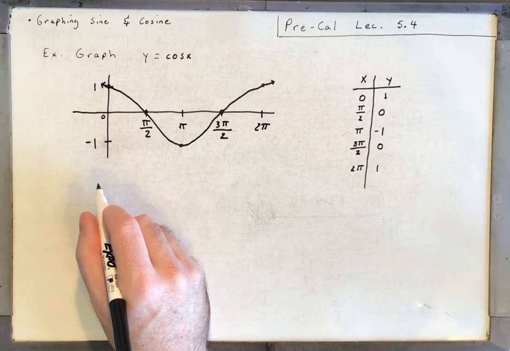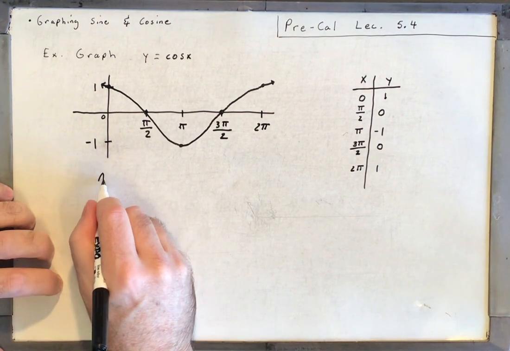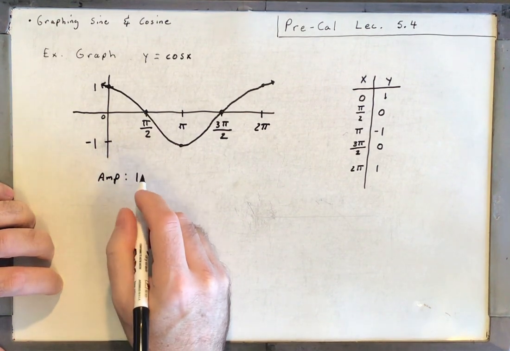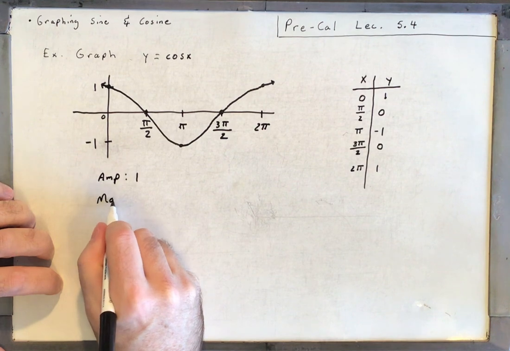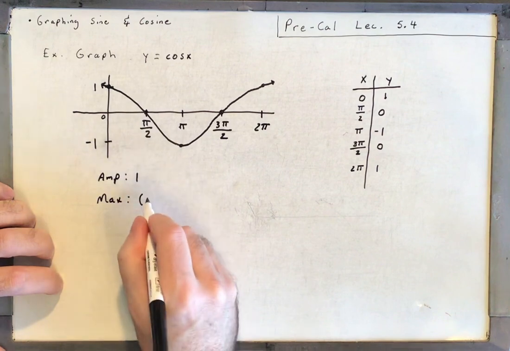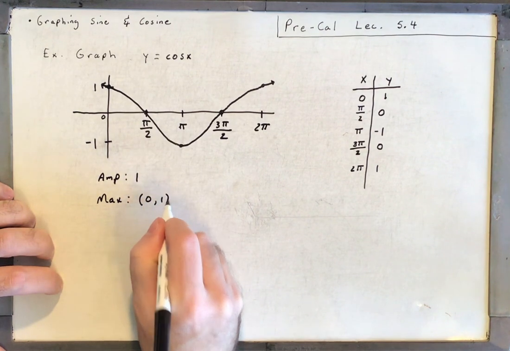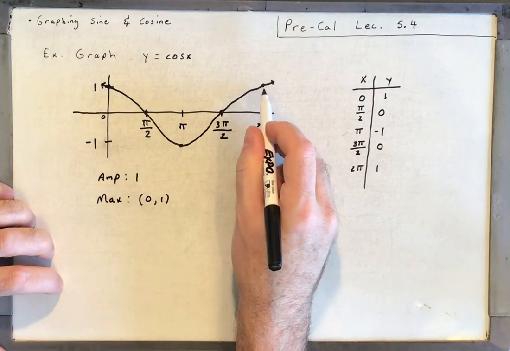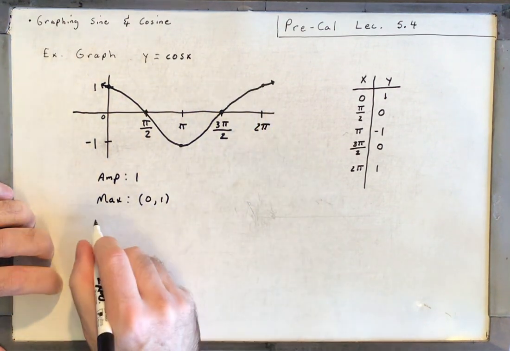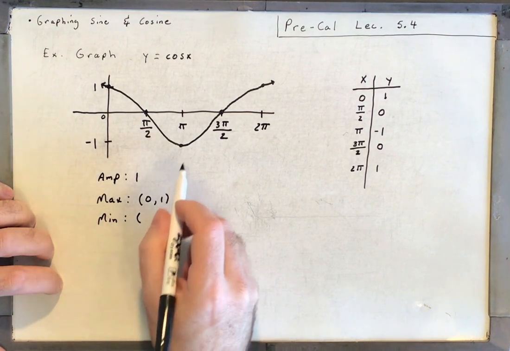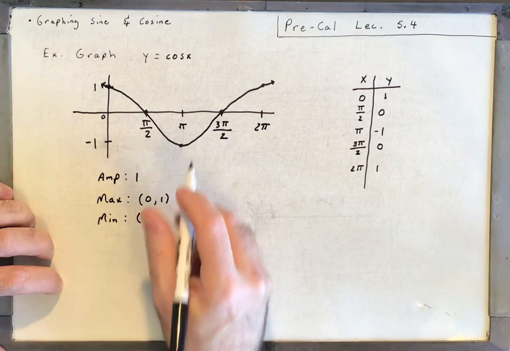Okay, so let's go through those 5 questions that we have there. First of all, our amplitude is just the height, so the amplitude is 1. We have a max at the point 0, 1. The x value is 0, y value is 1. And then we have another one, if you wanted to call that, at 2 pi and 1. We've got a min. All right, where are we minimum? We're at the point pi, -1.